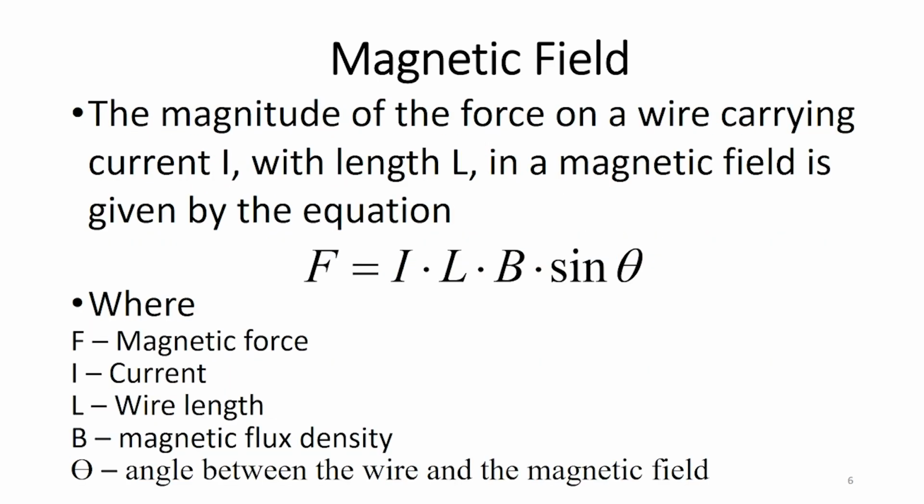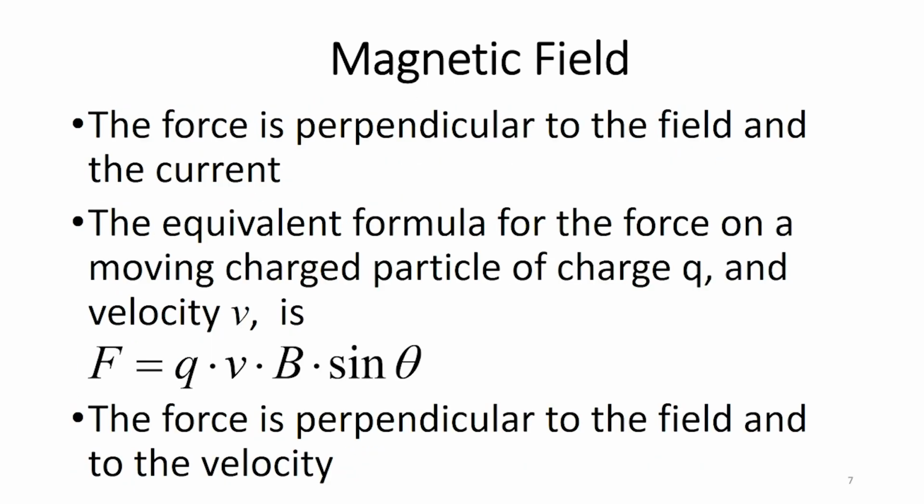The magnitude of the force on a wire carrying current I with length L in a magnetic field is given by the equation F equals I times L times B times sine theta, where F is the magnetic force, I is the current, L is the wire length, B is the magnetic flux density, and theta is the angle between the wire and the magnetic field. The force is perpendicular to the field and the current.